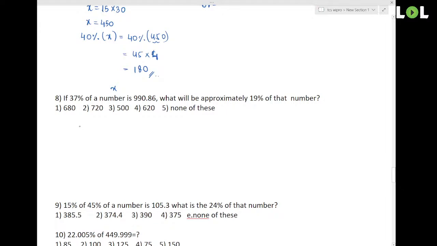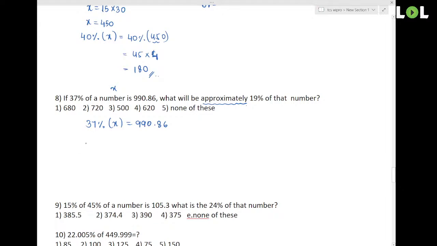Thank you, Chandana. So what are we having here, guys? 37% of a number is 990.86. So what do I write? 37% of x is equal to 990.86. What will be approximately 19% of this number? Do not try to calculate the exact value. Observe the word in the question. He's asking for the approximate value.